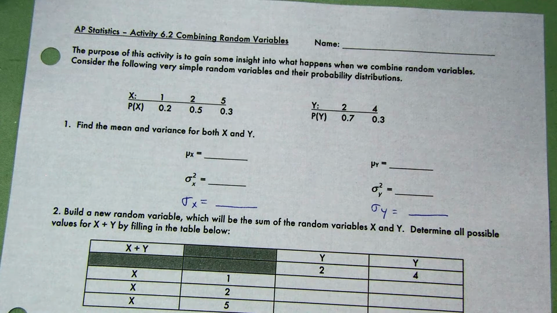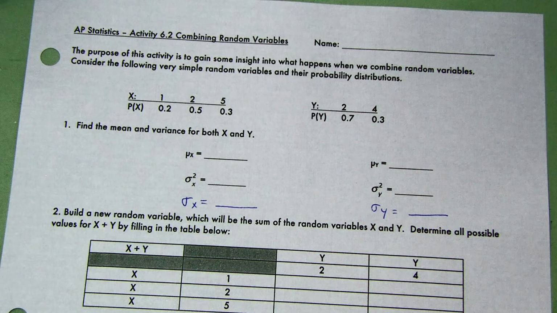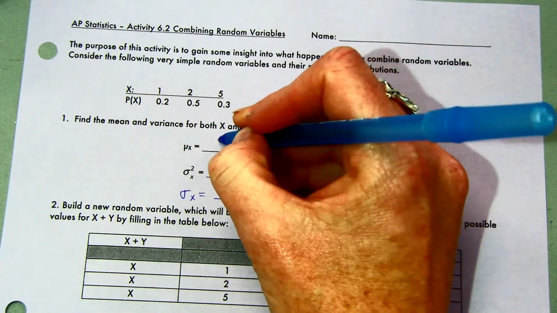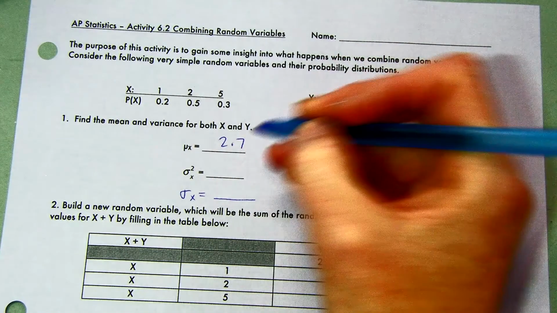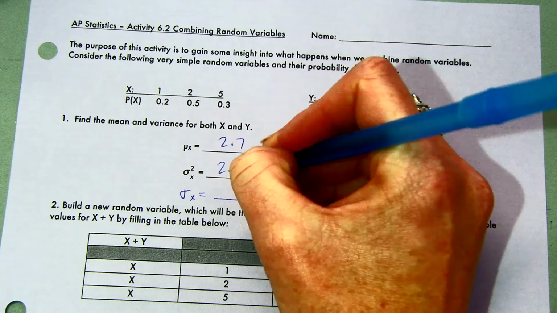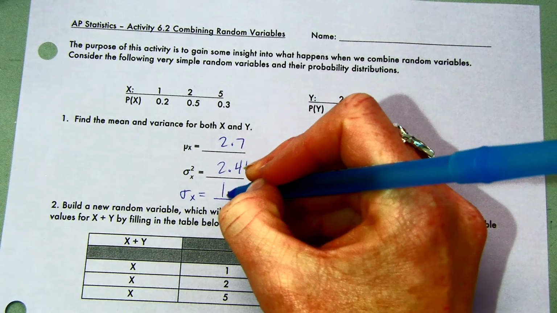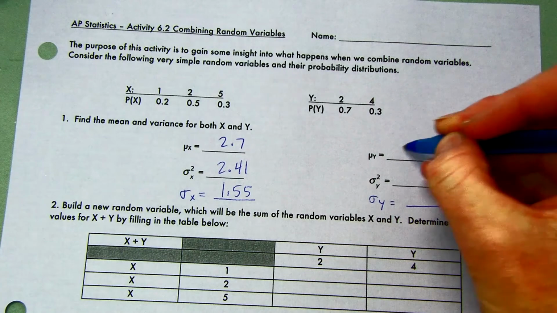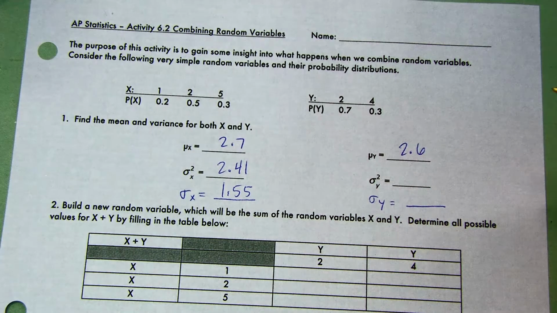Okay, let's go ahead and, in the interest of time, I'll help you out. So, did anybody find the mean of x? How about the variance? And the standard deviation? 1.55. Okay, anybody get to the mean of y? 2.6. Sigma, variance?